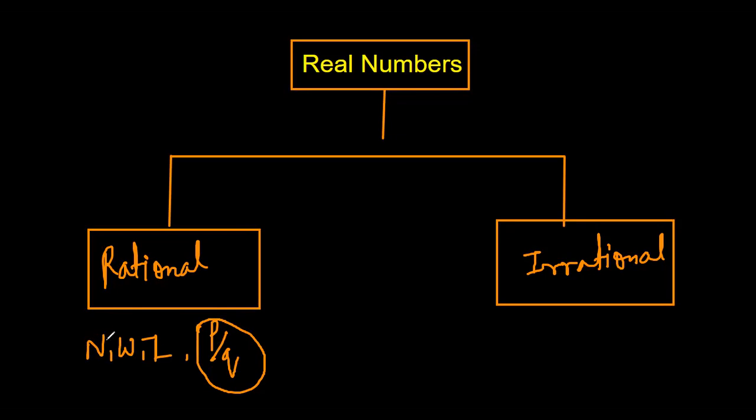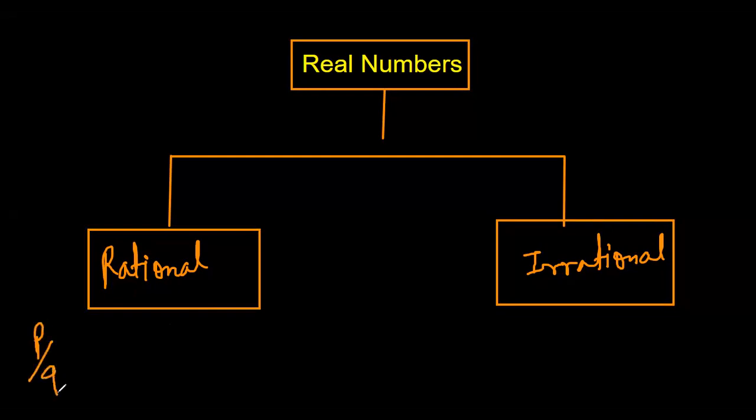As we see, these natural numbers, of course, can be written in P by Q form. We have seen already. So in short, we can say natural numbers, whole numbers, integers, all of these can be written in P by Q form. So rational numbers, we can define as those numbers which can be written in P by Q form, where Q is not zero, and of course P and Q are integers. Whereas irrational numbers cannot be represented in P by Q form.